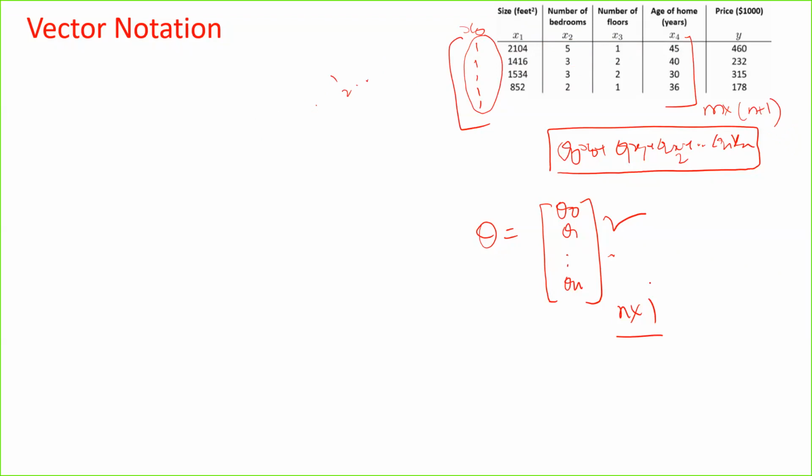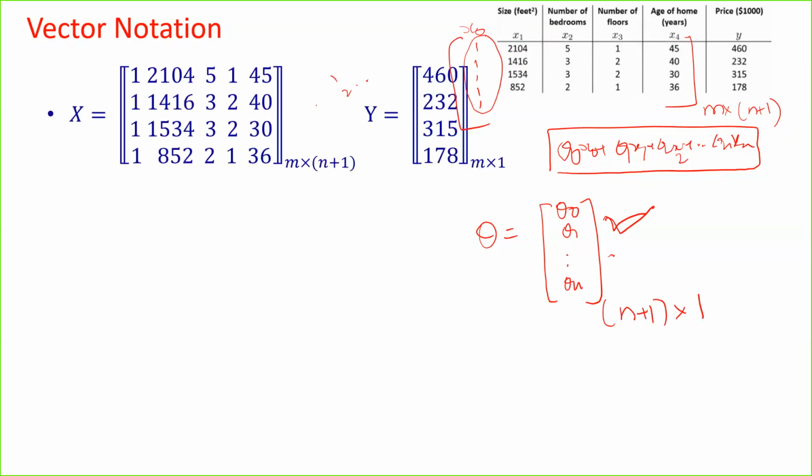And what is the size of this? This is n plus 1 by 1, right? So if I take this as x, and this as y, y is the vector of all the ground truth labels, or the actual labels. So this is x, which is of size m by n plus 1. This is y, of size m by 1.